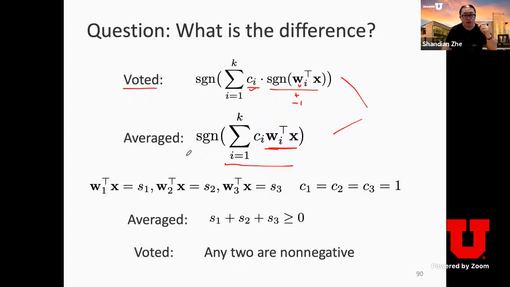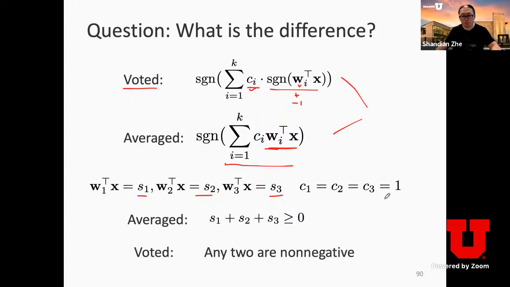So let's look at a concrete example. Suppose we have 3 distinct vectors running the voted and average perceptron. Now we want to use W1, W2, and W3 to make a prediction for a new test example X. When we use W1 to make a prediction, the score is S1. For W2, the score is S2, and for W3, the score is S3. And the counts C1, C2, C3 are all ones.